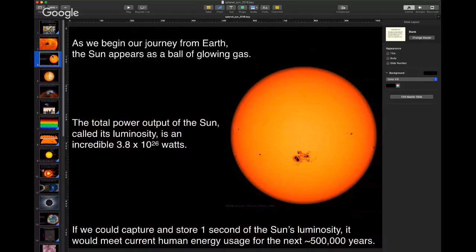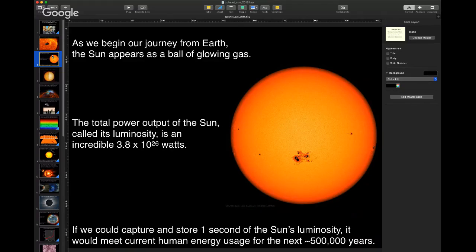So as we begin our journey on Earth, the sun looks like a ball of glowing gas, and pretty much that's what it is. It's a hot ball of gas. It's glowing. It's just like a thermal radiator to a 0th order approximation that we know about thermal radiators from our third week in AST 111. So the total power output of the sun, so how many joules per second come out, which we measure in watts in the SI system. That's called its luminosity, so we'll call it the sun's luminosity.